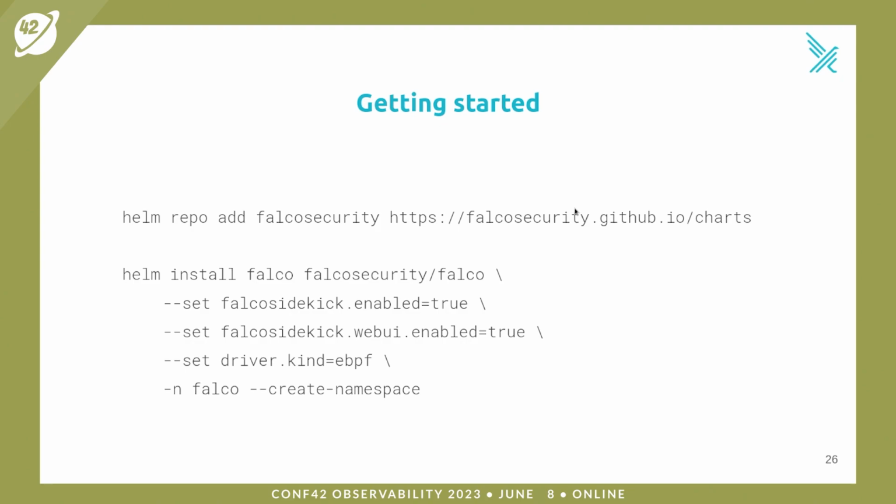If you want to start with Falco, the easiest way to install and start with Falco is to use the official Helm chart. By setting these values, you will install Falco, falcosidekick, falcosidekick UI, and use the eBPF probe in the namespace called Falco. In less than 2 minutes, everything will be set up and running, and you will be able to access the web UI with a port forward.